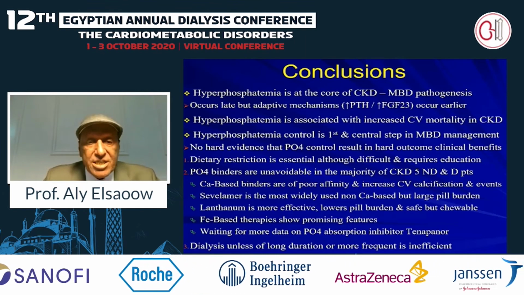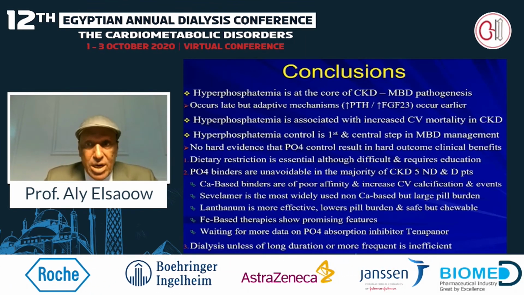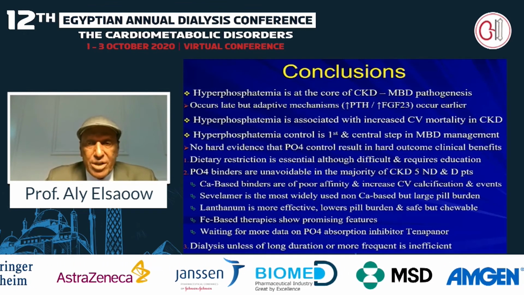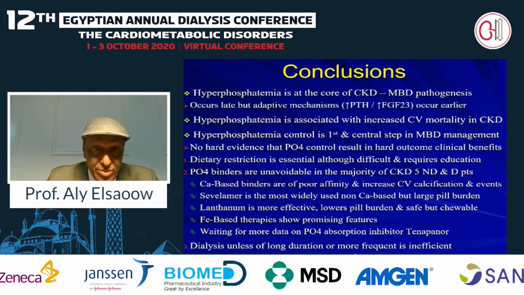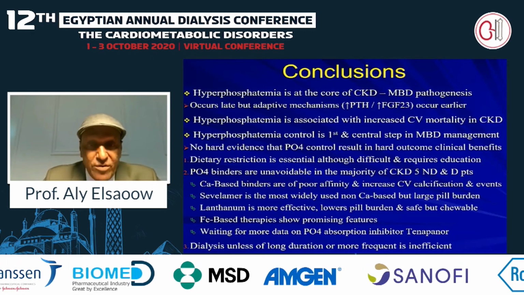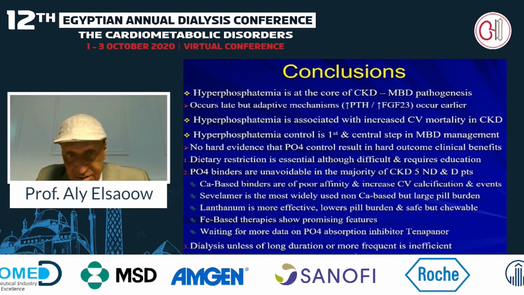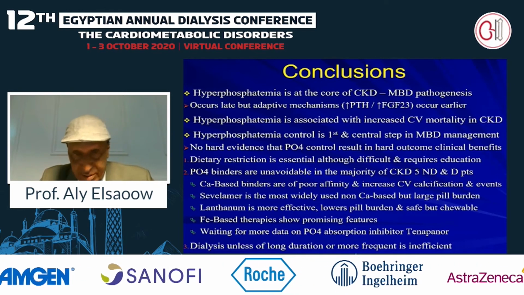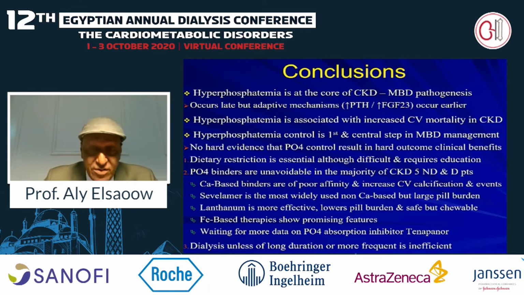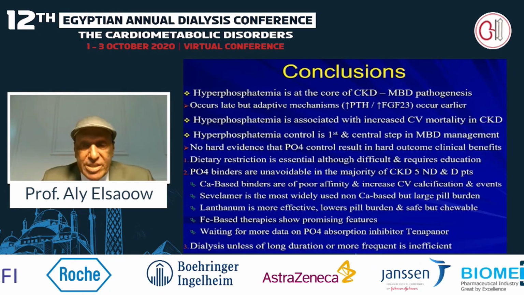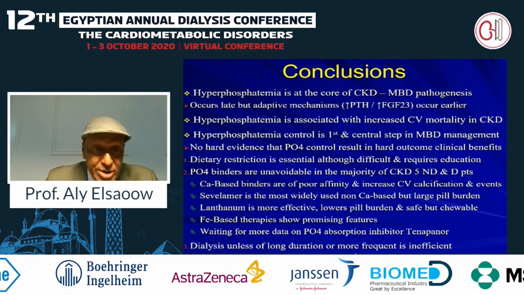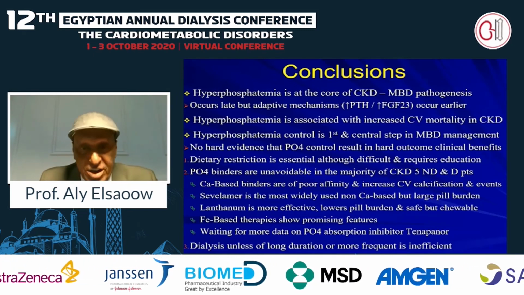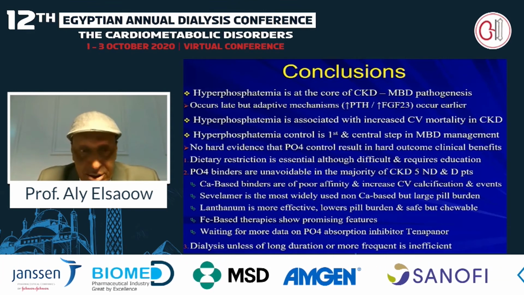Dietary restriction is essential, but difficult and requires education. Phosphorus binders and lowering agents are unavoidable in the majority of patients. Calcium-based binders are of poor affinity and increased cardiovascular calcification. Sevelamer, the most widely used, but large pill burden. Lanthanum is more effective, lowers pill burden, but chewable. Iron-based therapies show promising features, and we are waiting for more data on the absorption inhibitor, tenapanor.